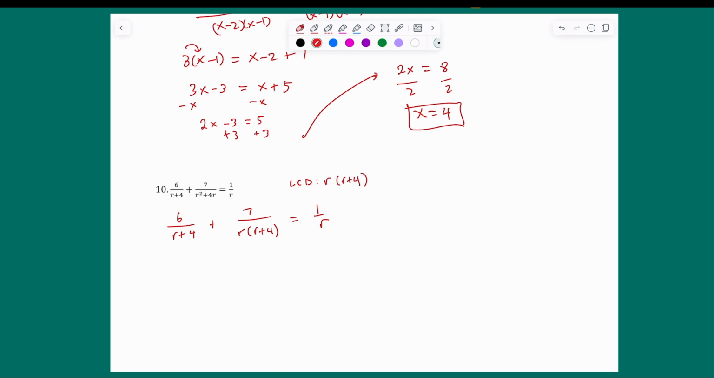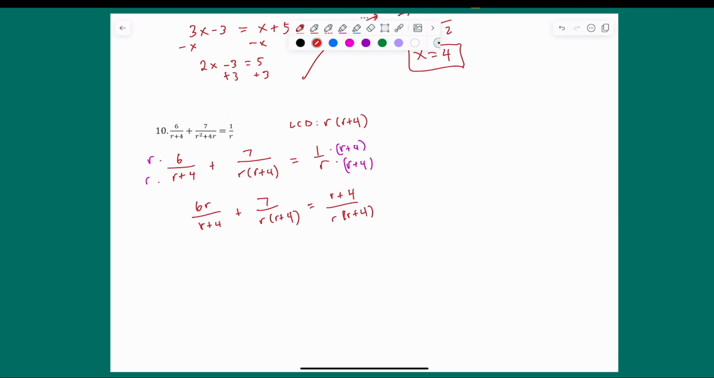I'm going to build up each fraction so that it has a denominator of r times r plus 4. So I'm going to multiply this first one here by r. The second one doesn't need to be multiplied by anything, but the right-hand side should be multiplied by r plus 4. All right, so doing so is going to give us 6r over r plus 4, then plus 7 over r times r plus 4 equals r plus 4 all over r times r plus 4. All right, and then we say forget about the denominators, forget about it. And we're left with 6r plus 7 equals r plus 4.